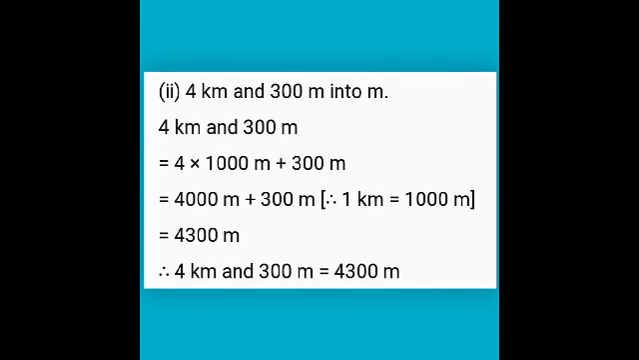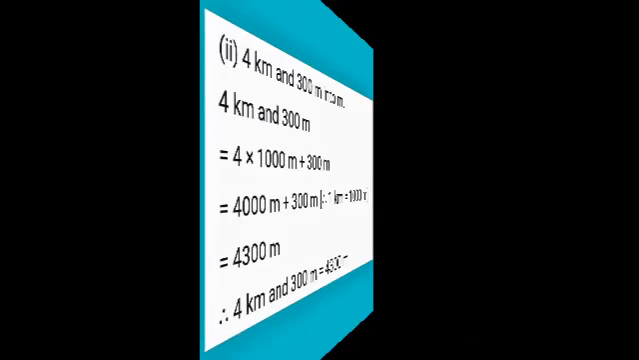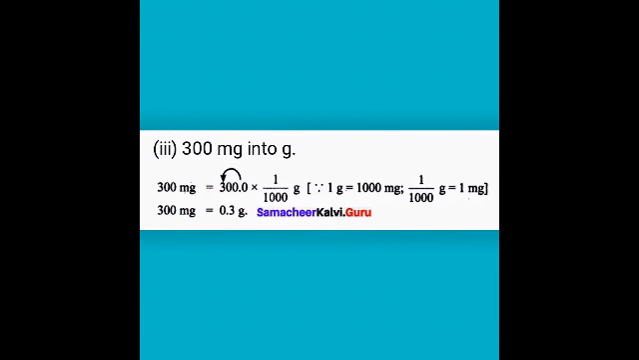4 kilometer and 300 meter into meter. We want to convert this kilometer into meter. The meter is given, so we don't want to change that. Kilometer in terms of meter means 1 kilometer is equal to 1000 meter. So 4 into 1000, 4000 plus 300, 4300 meter. Therefore 4 kilometer and 300 meter is equal to 4300 meter.